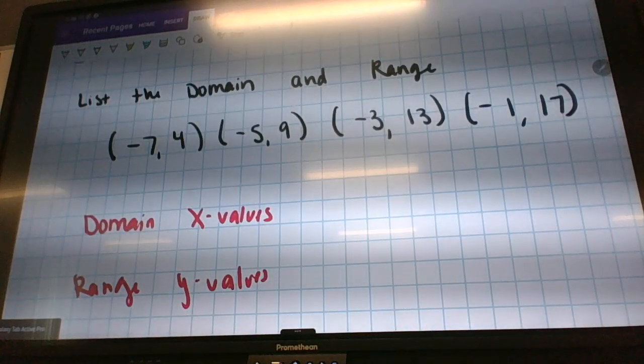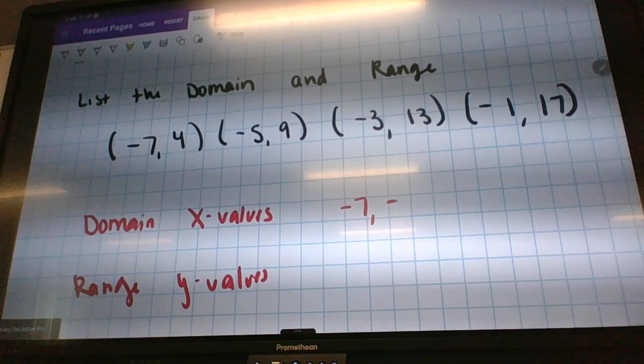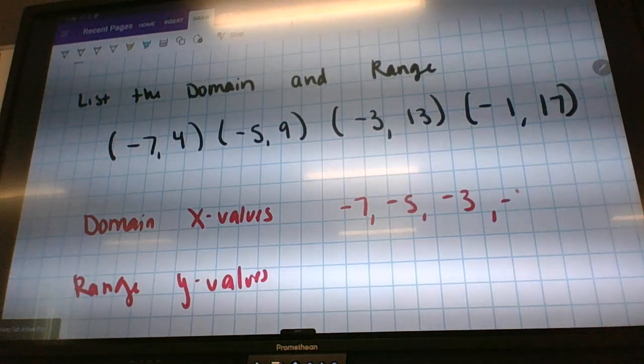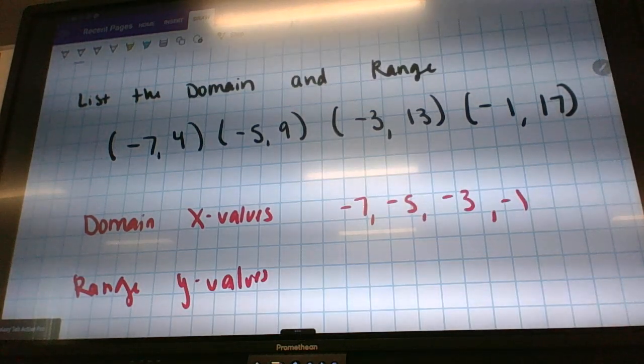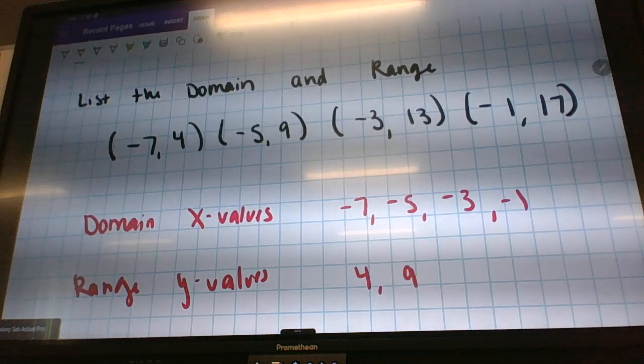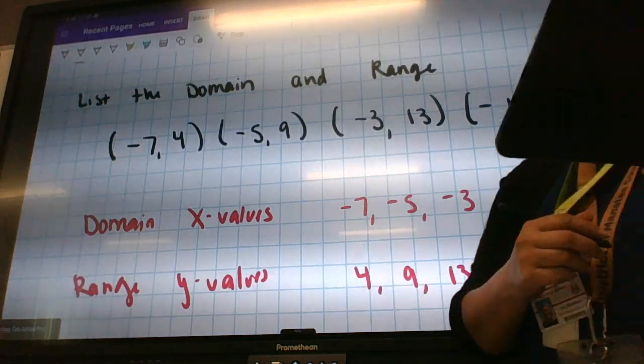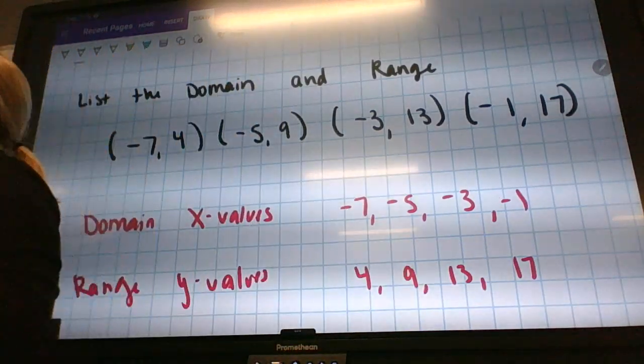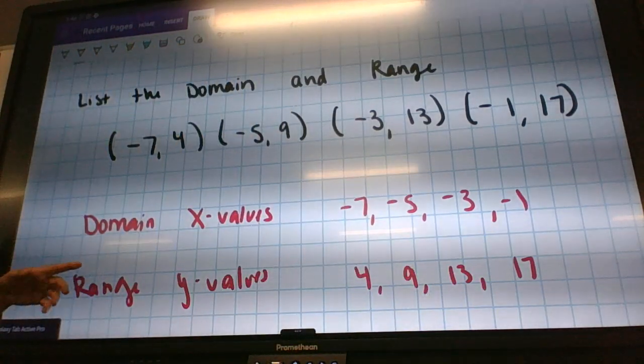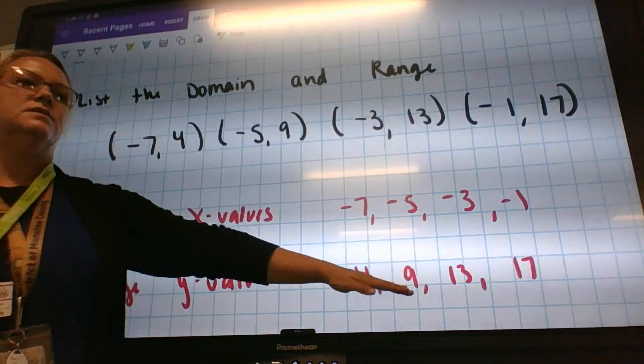All right, so for domain, you make a list: negative 7, negative 5, negative 3, negative 1. Just the x's. For range, you list just the y's. That was the biggest box you had to fill out, but more importantly, this is a test question. What is the domain and range? List the x's, list the y's.